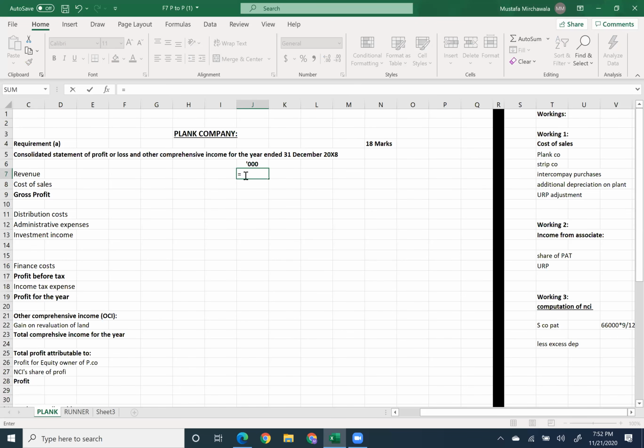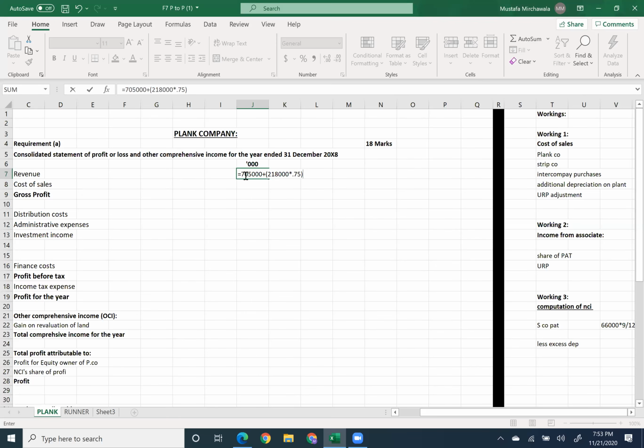See, parent company revenue is 705,000 plus, bracket open, subsidiary revenue is 218,000 times 9 upon 12. Now, boys and girls, instead of writing 9 upon 12, we can write 0.75. That's also fine. So let me do 0.75. Bracket close.